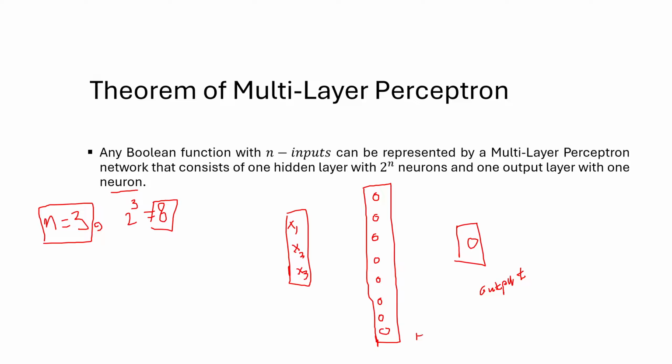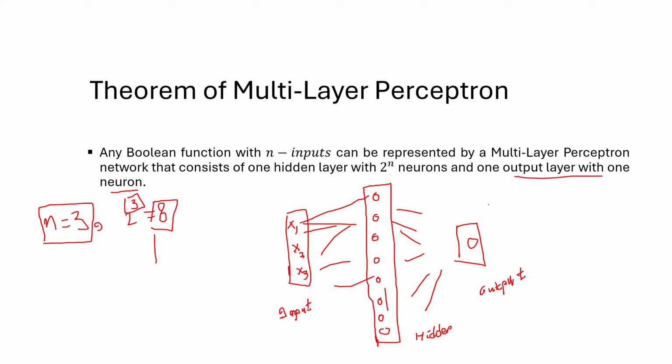Okay, this is the hidden layer and this is the input layer. Again, consider each neuron in the hidden and in the output layer as a standalone perceptron, and the inputs will be passed in this way. So when you have 3 inputs in your Boolean function, you can solve such a Boolean function with a multi-layer perceptron having one hidden layer with 8 neurons and one output layer with 1 neuron.